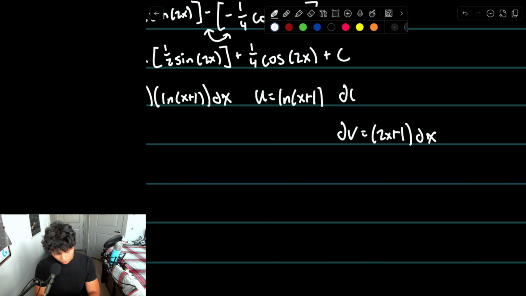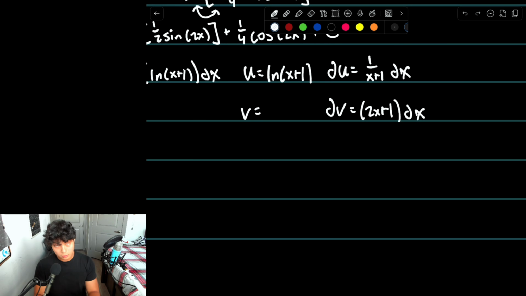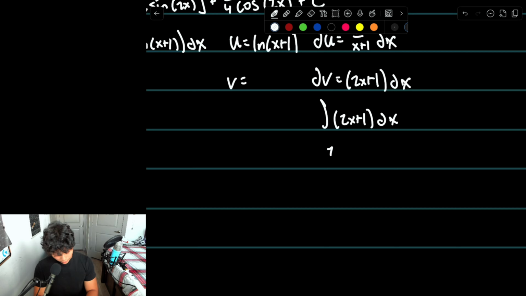Now we will differentiate the u, which we will end up getting 1 over x plus 1 dx, and then we will integrate our dv to find our v, which is a fairly simple integral, but we'll go through it anyway. The integral of 2x is 2x squared over 2, and the integral of 1 is just x, so we're left with x squared plus x as our v.